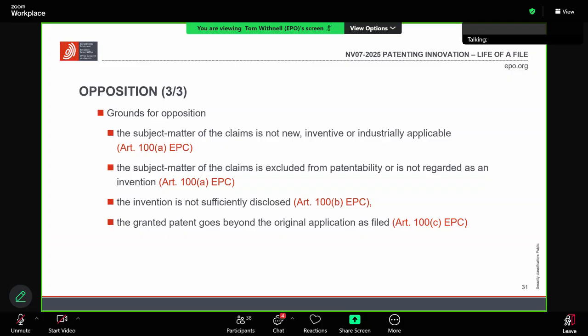Lack of disclosure of the invention, that's a very important requirement, especially in some areas like biotech, biopharma. Or what we spoke about earlier about amendments. If a granted patent is considered to go beyond the disclosure of the application as originally filed, that's a very sound ground of opposition.